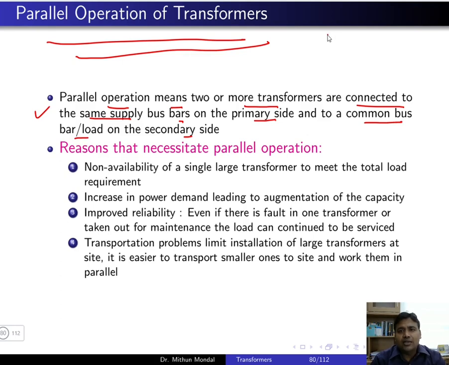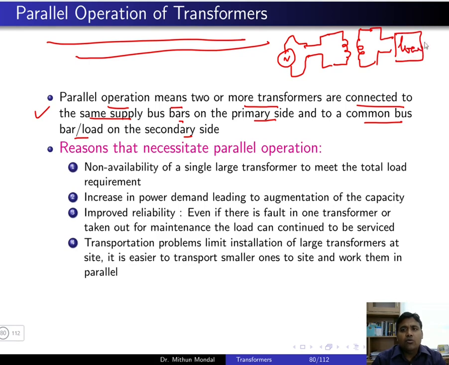As you know, if you have only one transformer, you are connecting the primary side of the transformer to a supply system, which is the input, and the secondary of the transformer you are connecting with the load. Now if you have more transformers, what do you do? This is only one transformer, TF1. Now if you have more transformers, TF2, up to TFN, then you connect the primary of all the transformers to the same supply.